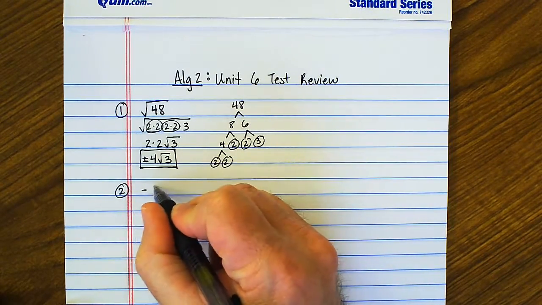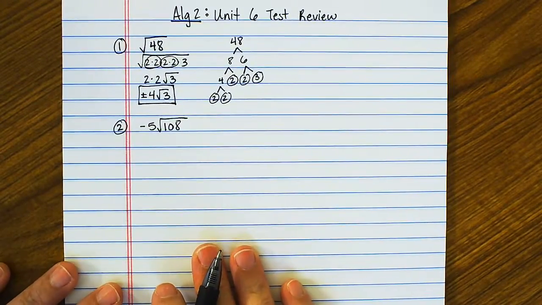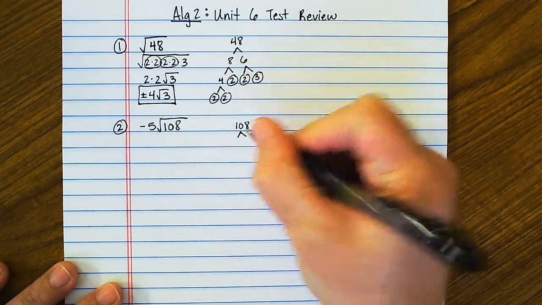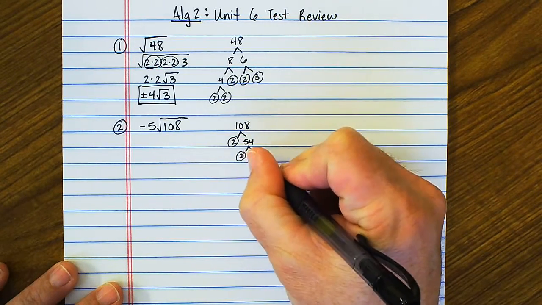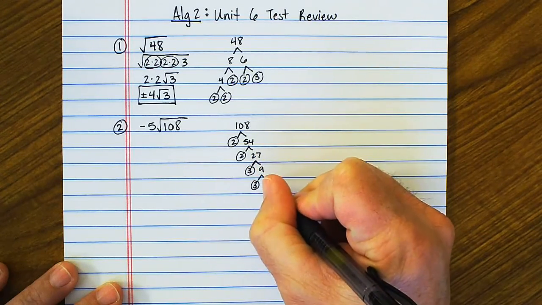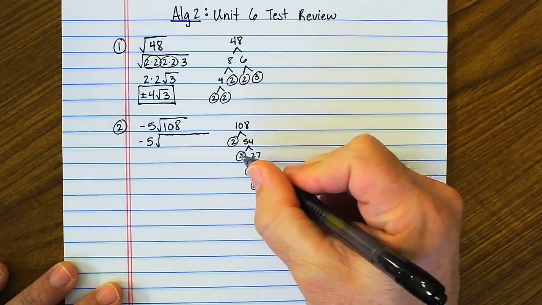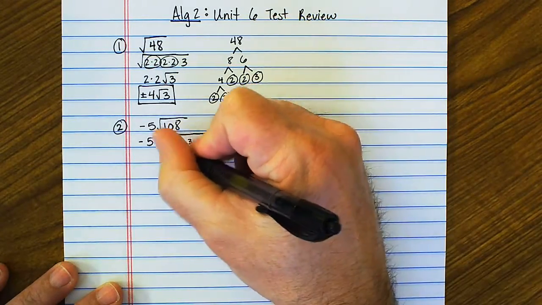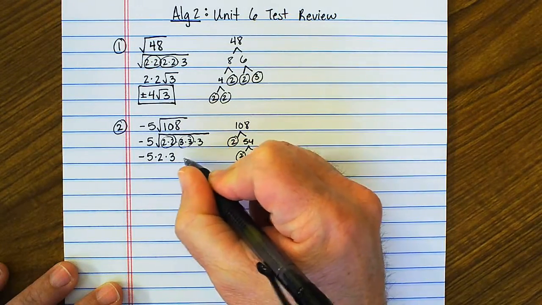Number 2, we've got negative 5 radical 108. If I type in 108, I get a decimal, so I'm going to go to the side. 108 is 2 times 54, 2 times 27, 3 times 9, 3 times 3. The negative 5 comes down. I've got 1, 2, 2 2's, 3 3's. Circle my pairs. Bring my pairs out.